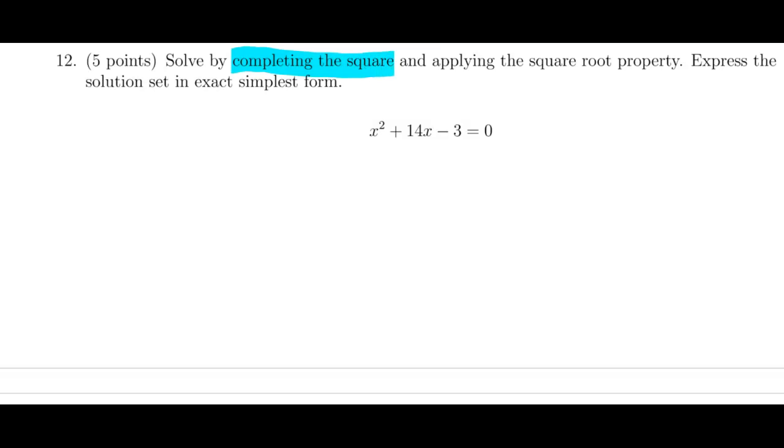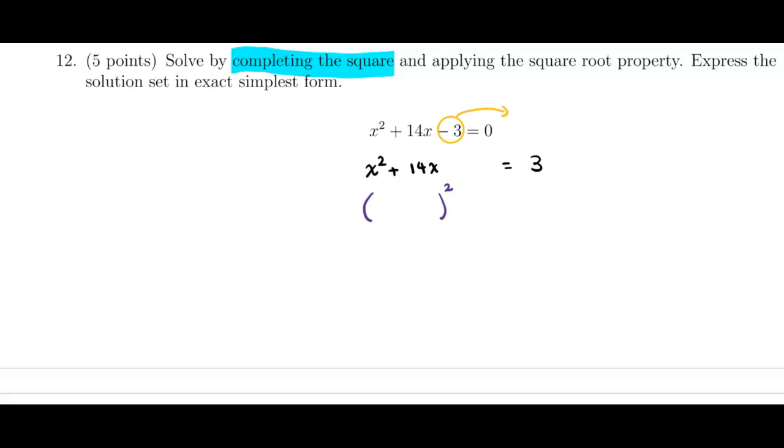So let's start. The first step, every time you are using the completing the square method, is to separate the first two terms. So x squared plus 14x, and it is better to leave a space here. Then you take the number here and move it to this side. So this is going to give you 3 on this side. Now, this is the beginning of a square.